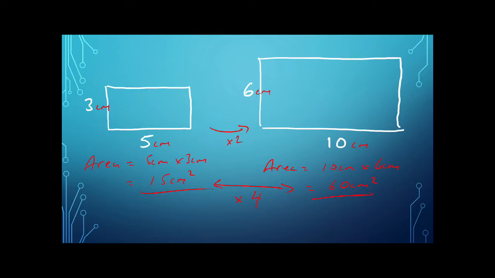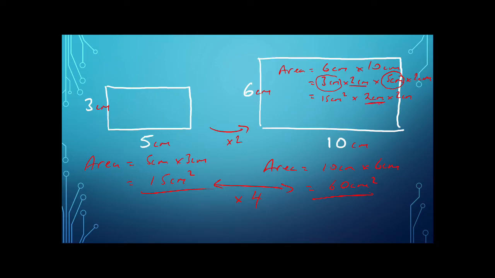If we consider this area again, it's 6 centimeters times 10 centimeters. I'm going to split the 6 centimeters into 3 times 2, and the 10 into 5 times 2. And if we just take the 3 times the 5, that was the area of the original rectangle, which is 15 square centimeters. And then we multiply by 2 times 2.